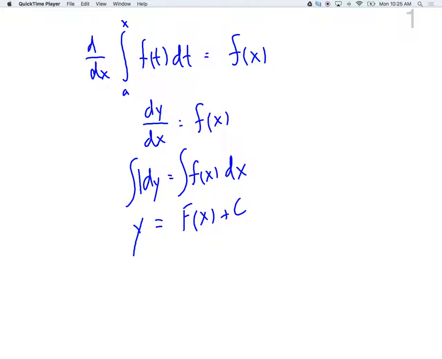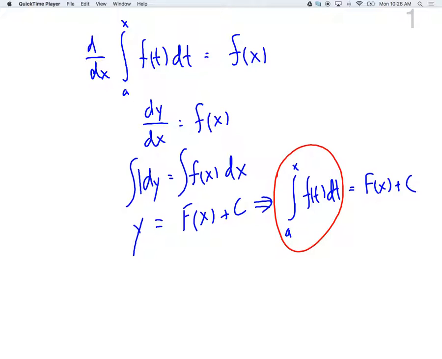Okay? Which means that we know... where are we going from here? This gives me that this, the integral of f of t dt, that's y, that's what we started with at the very beginning, our initial function, is now equal to capital F of x plus c. All right, so I just did a substitution that this is equal to y, because that's how we started the problem. We had some function that we defined as the area function.